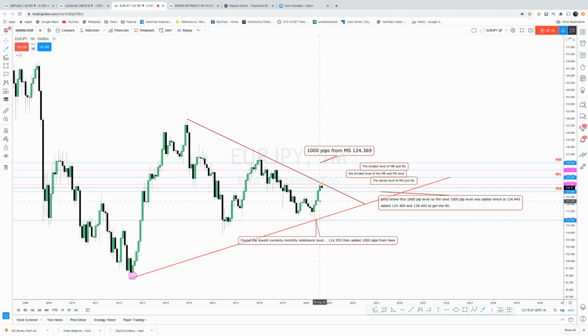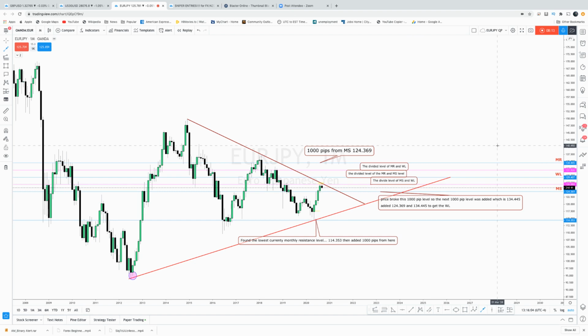Okay, and how I'm getting my midpoint is I'm dividing the level, which I call the weekly level. I'm dividing the level of the monthly resistance and the monthly support. But before I divide the level, I'm adding the two together. So I'm adding 134.445 plus 124.369. I get the number, and then I divide that number by 2, and it gives me the mid-range of 129.407.